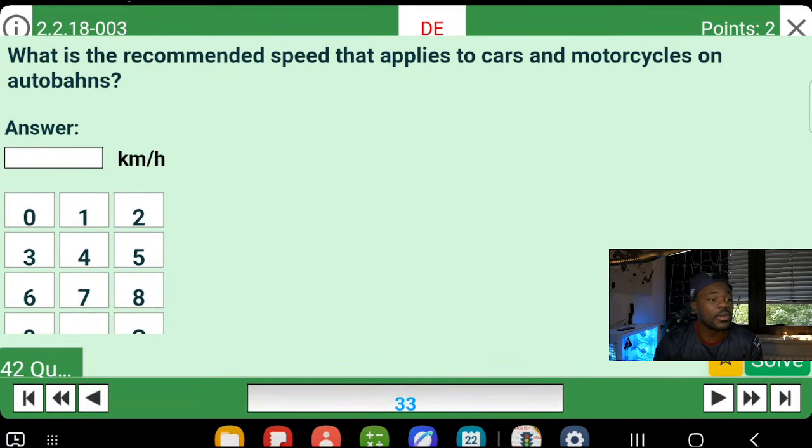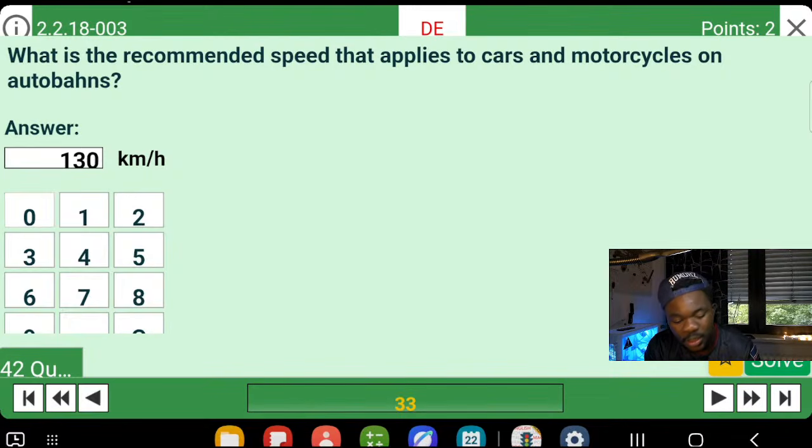What is the recommended speed that applies to cars and cycles on autobahns? This question is very tricky. Remember, there was a question we saw, they asked us about if you want to use the autobahn, when are you allowed to? So people get confused between that question and this one. There is a very, very big difference between recommended speed and permitted speed. So the correct answer is 130.